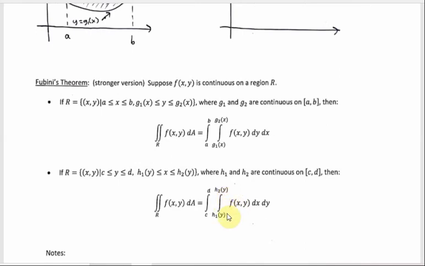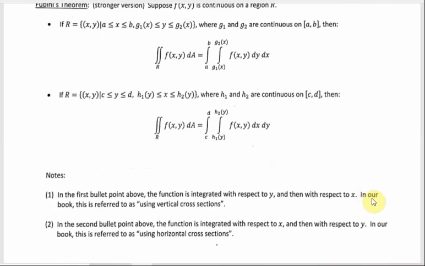And then once you do that integration, when you integrate with respect to y, the limits of integration are just going to be those numbers c and d. The notes toward the bottom, the first option where you have the dy dx, so integrate with respect to y, then with respect to x, our book refers to that as using vertical cross sections because you're integrating vertically first, with respect to y.